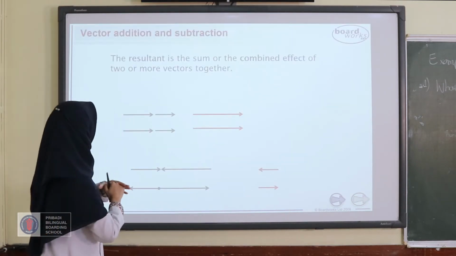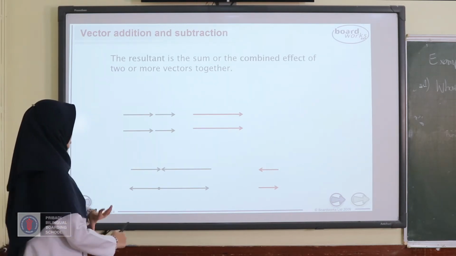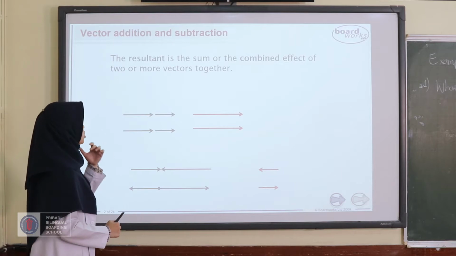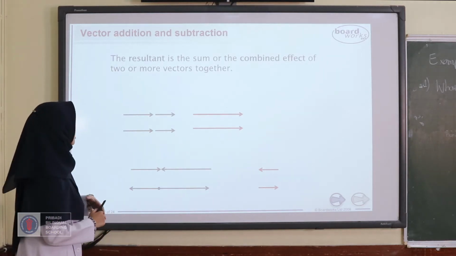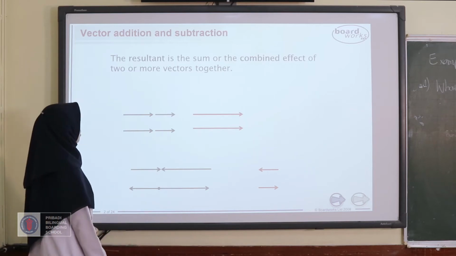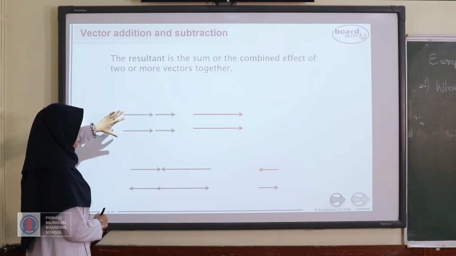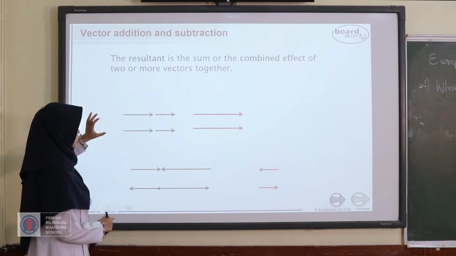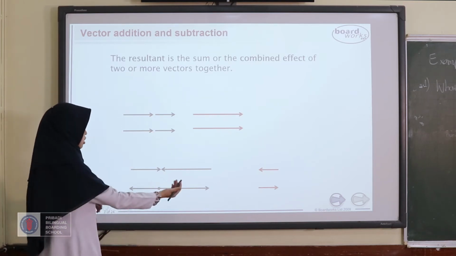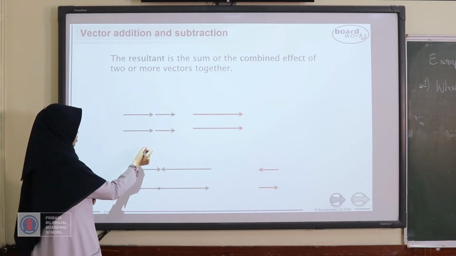Okay, here we have vector addition and subtraction. But before that, we have to recall what resultant is. The resultant is the sum or the combined effect of two or more vectors together. So here I have a picture of vectors that are moving in the same direction and opposite direction. So let us try to calculate this vector together.